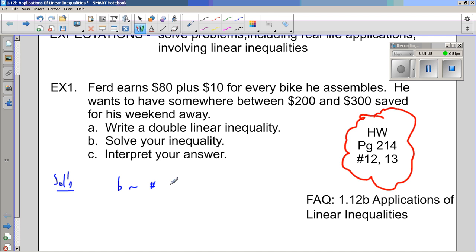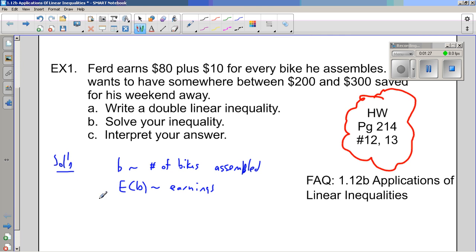So let B be the number of bikes assembled. Right? Assembled. That's some good writing right there. Okay. And then E of B would be his earnings, let's say. Right? A function. And what's the relationship? Well, he gets $80 flat plus $10 for every bike he assembles. So his earnings is the $80 flat plus $10 for every bike.